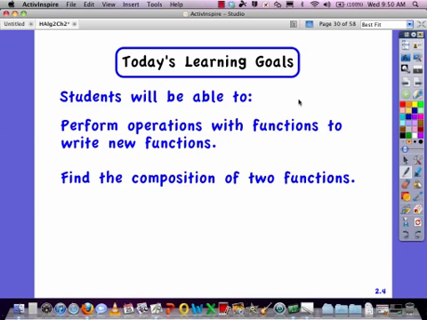Today's lesson from section 2.4, operations with functions. You can see our objectives here. Perform operations with functions to write new functions. Operations would be adding, subtracting, multiplying, and find the composition of two functions. We will show you a new symbol and what a composition actually is.